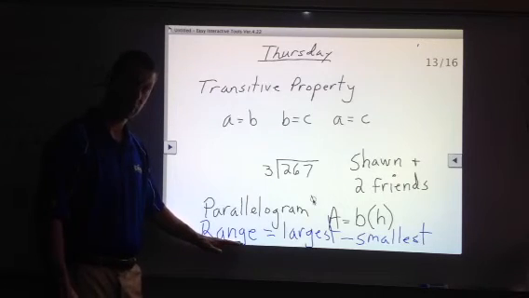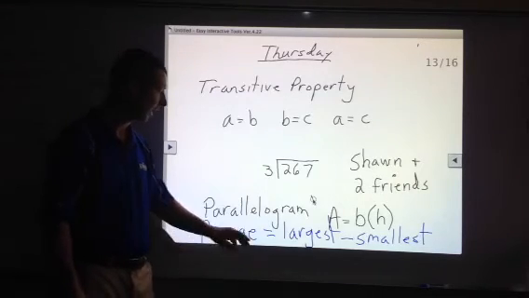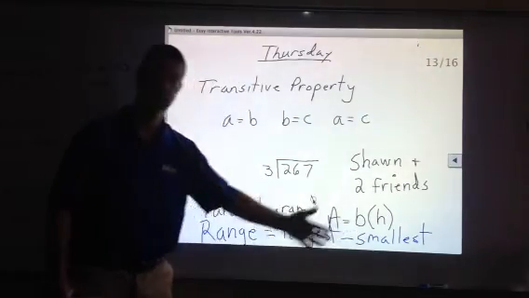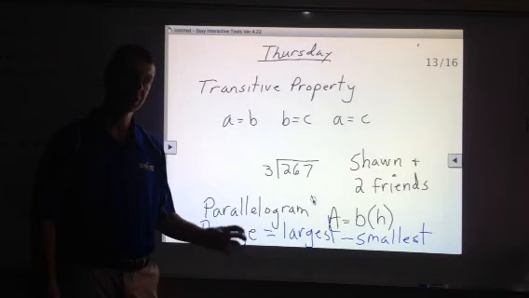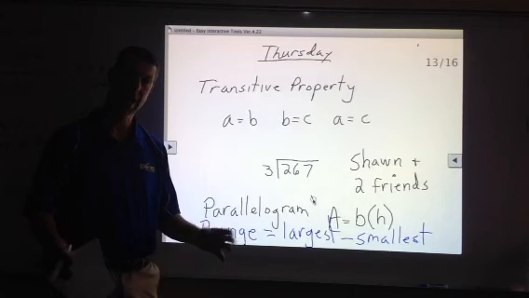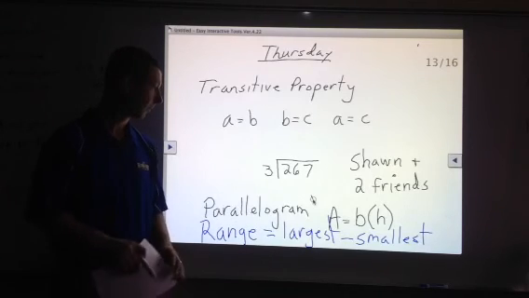You also have to find the range. The range equals the largest data item minus the smallest data item. So just take the largest number that's in the data and the smallest number and subtract, and you'll have the range. That should do it.